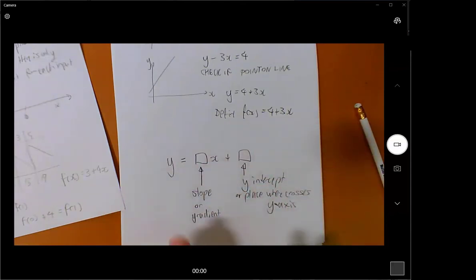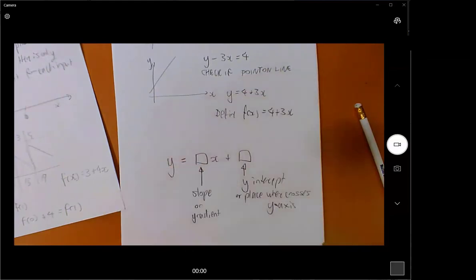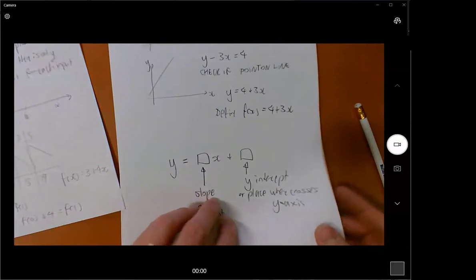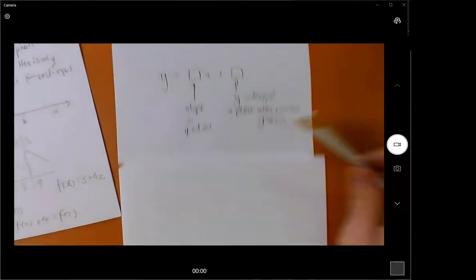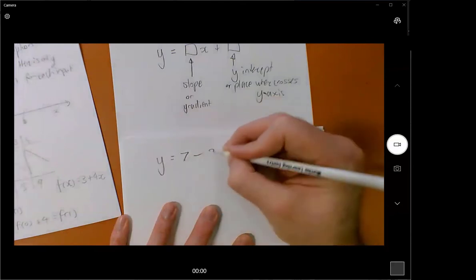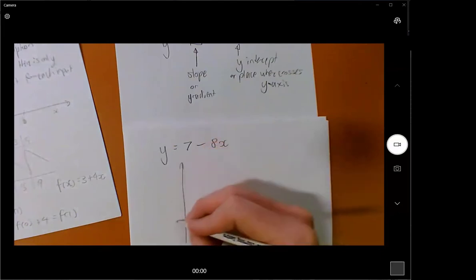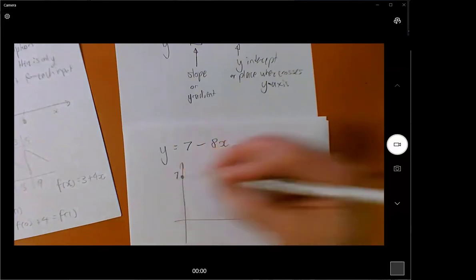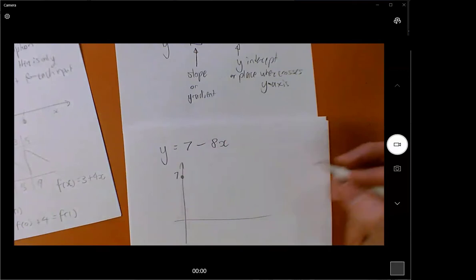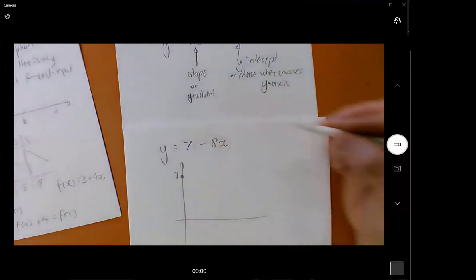And this is specific to this kind of graph, this kind of formula. Different formulas have different interpretations. But for this kind of formula, we can interpret it that way. So when I see something like this, this tells me that it starts at 7, and for every 1 across, it will go down 8. That's the slope.